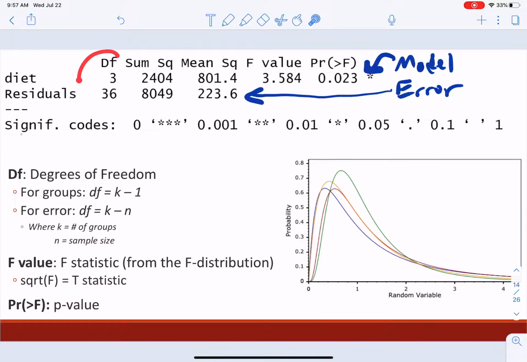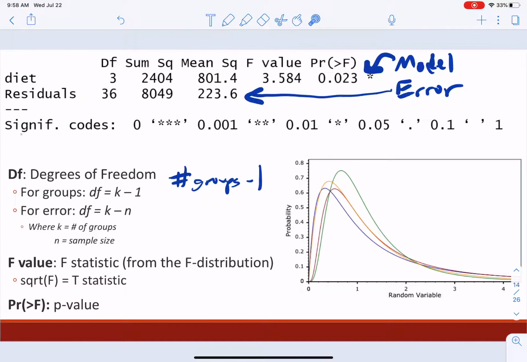So we've got degrees of freedom for both of these things. We have degrees of freedom for the groups, right? So this just represents the different diet, and it's just k minus 1, or the number of groups minus 1, okay? So we had 4 groups. The degrees of freedom, once we calculate a bunch of means, are going to be 3, okay? And then for the error, for the residuals, it's the total number of data points minus the number of groups, right? And we see that for the error component, we've got 36 degrees of freedom.